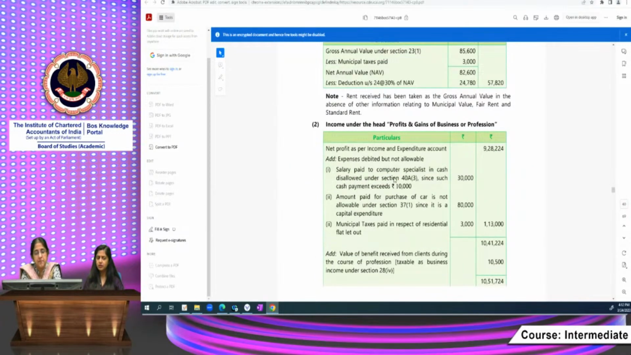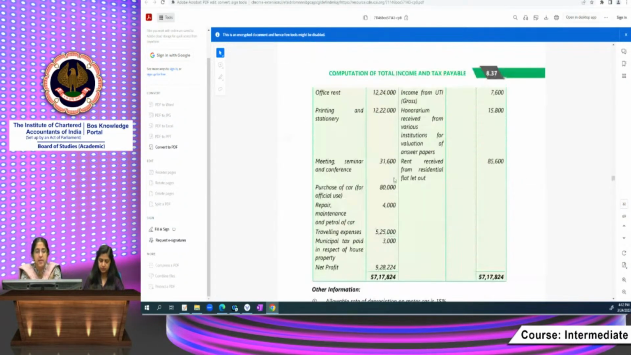Municipal taxes, I'm adding back. See, 3,000 I'm adding back because it's been debited to P&L account. I had reduced the municipal taxes to arrive at my net profit, so I have to add it up. Whatever is inadmissible, I have to add it back, but which has been debited to P&L account.